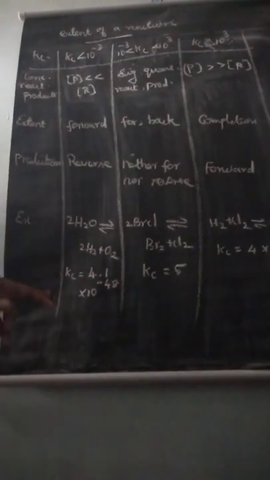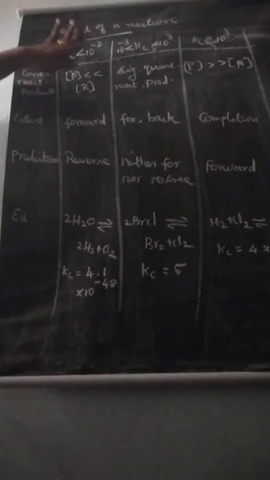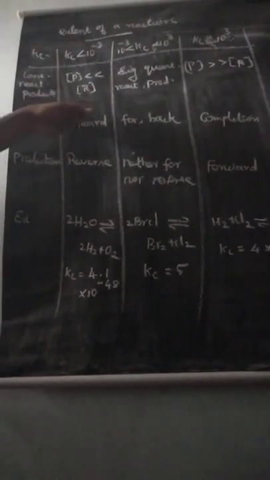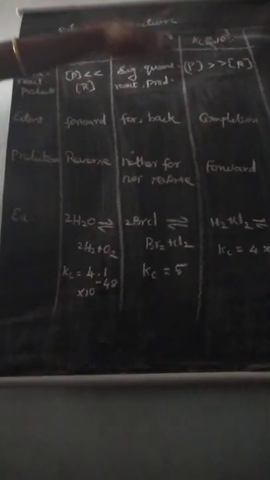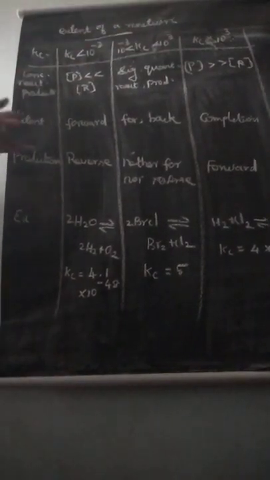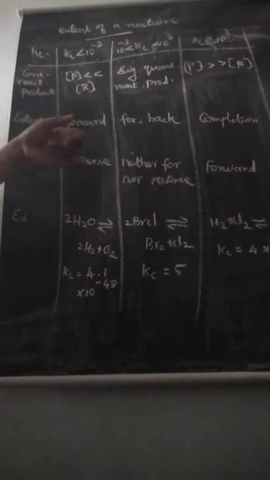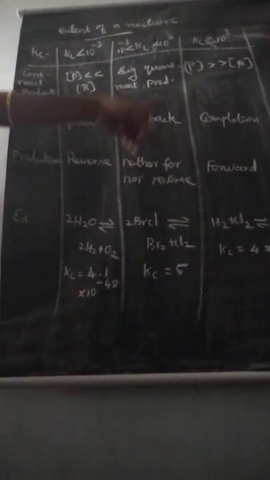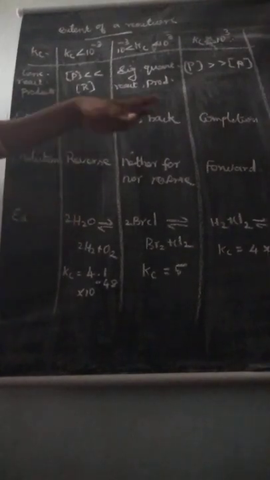Here we learned four points in total. First point, concentration of reactants and products: product concentration lesser than reactant, significant quantity, and product concentration greater than reactant concentration. Then second point, extent: forward reaction, both forward and backward, and nearly goes to completion. Then third point, prediction: reverse reaction is favored, neither forward nor reverse reaction is favored, and forward reaction is favored. Then the last one, examples. Understand?